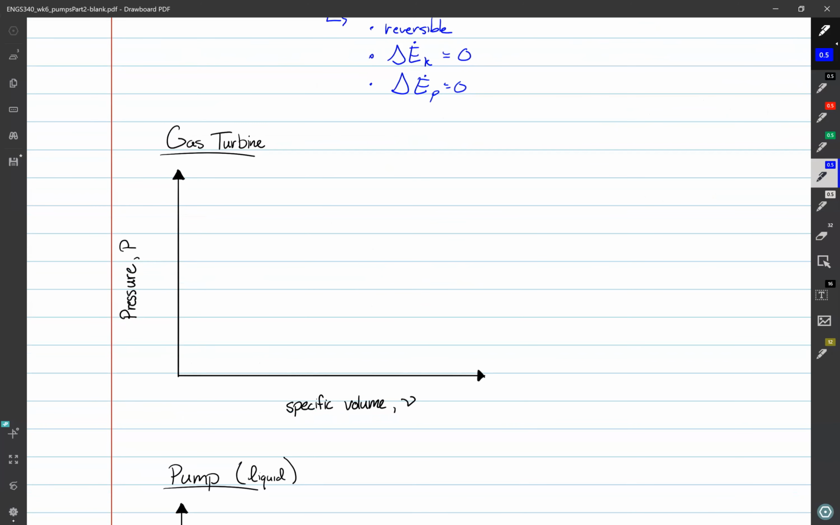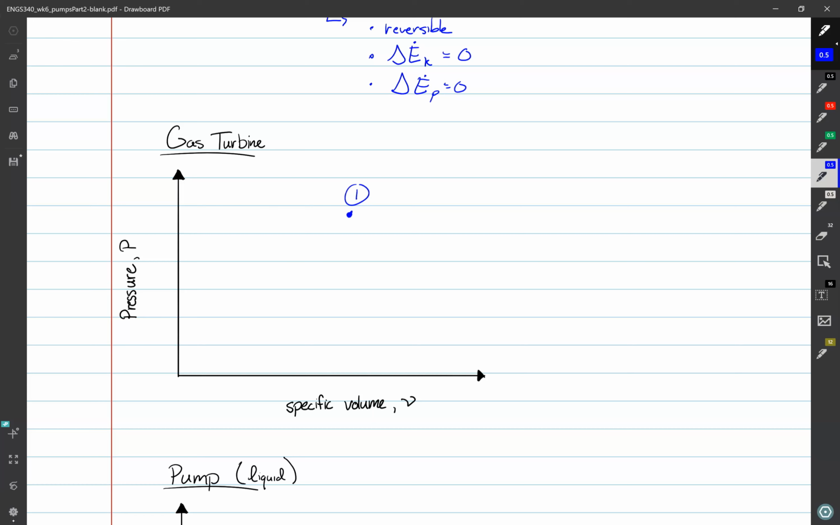Let's think graphically what this integral is telling us. And let's think first about a gas turbine. In a gas turbine, we start somewhere at high pressure and high temperature. So let's say this is the inlet of our gas turbine. We're relatively high on this pressure-volume graph, and we're at relatively high specific volume because we're a gas and we're at high temperature. So specific volume goes up. If we're a gas, it also goes up as temperature goes up.